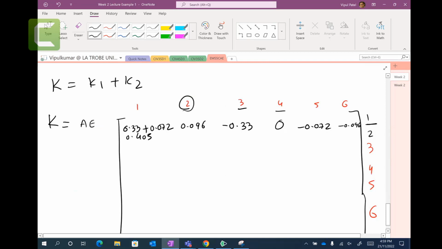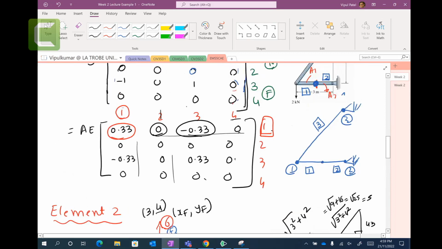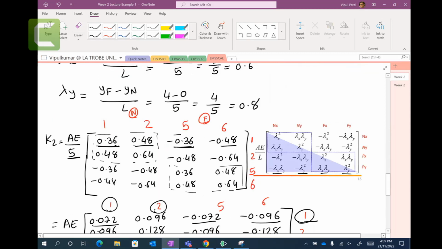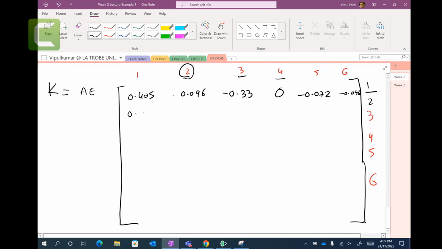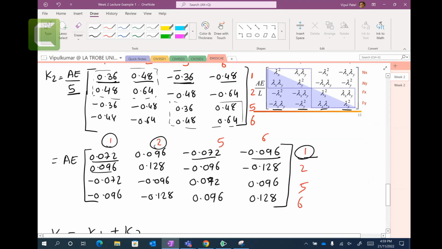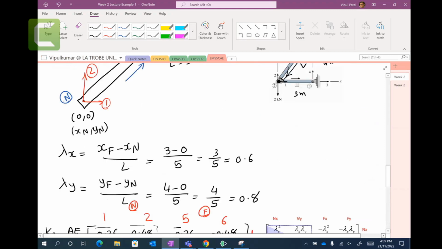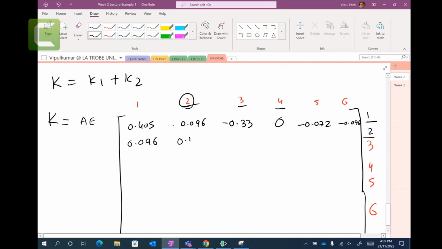Right. Similarly, so let's write 0.405. Similarly, column 1, row 2. Column 1, row 2, 0. Column 1, row 2, 0.096. 2, 2. Column 2, row 2. I hope you get the drill. 0.128. And there is a 0. So 0.128. Column 3, row 2.